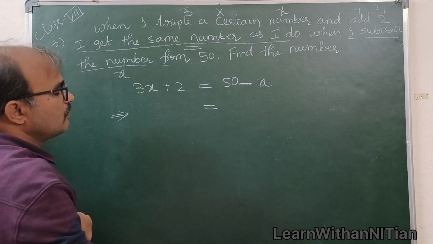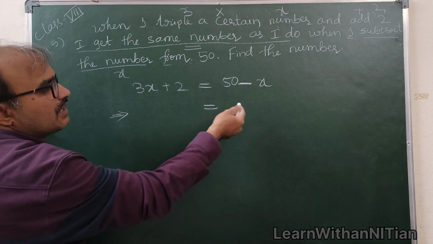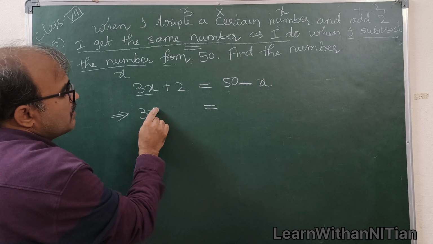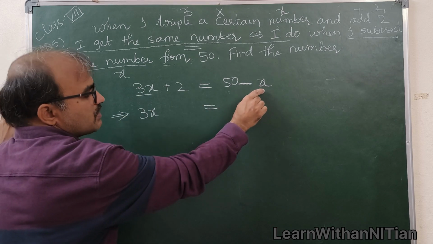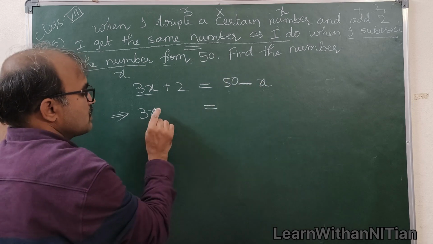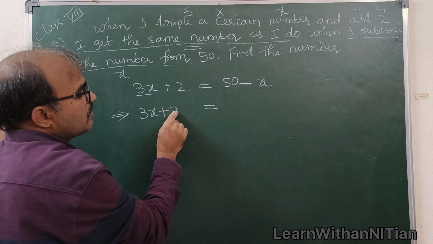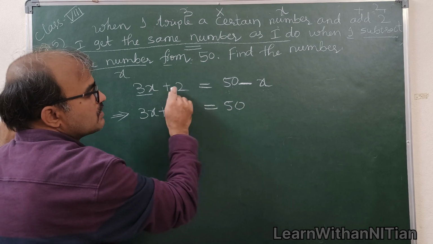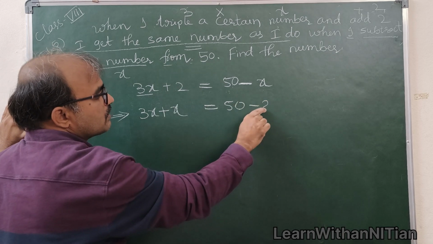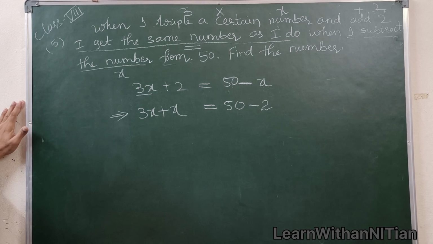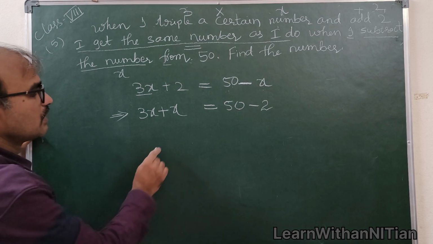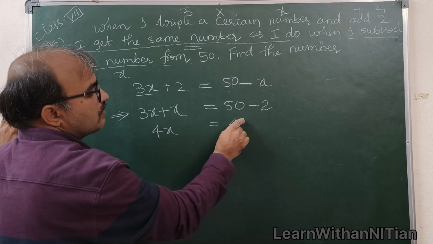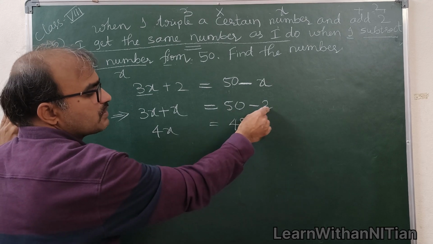Now, variables generally go on the left side. 3x is available on the left side. On the right side, the variable term is minus x. When you take it to the left side, it will become plus x. On the right side there is 50, write as it is. The plus 2 goes to the right side as minus 2. Completed. 4x is equal to 50 minus 2, which is 48.